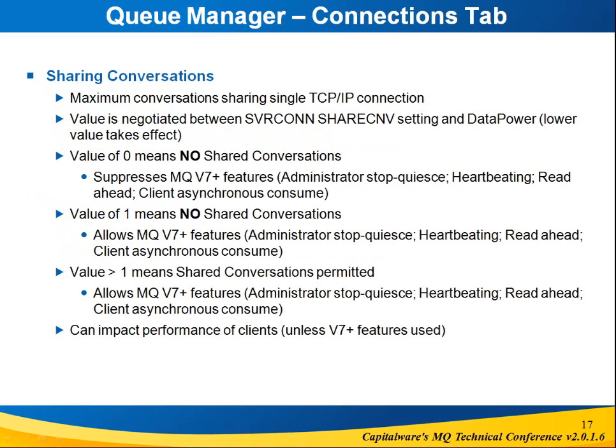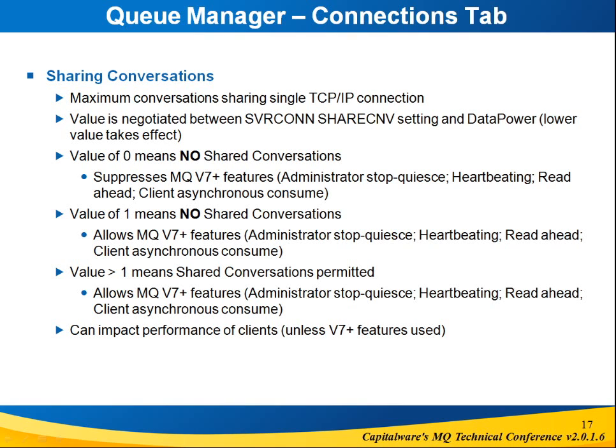Now another parameter is sharing conversations. This parameter has some interesting values. It can be set to a value of 0, 1 or some value greater than 1. And the way you set it affects the way DataPower interacts with the queue manager. If you set it to a value of 0, it means shared conversations are turned off, and what's more, any of the MQ version 7 or 8 features that are available, such as the administrator stop quiesce, heart beating, read ahead, client async consume, all of those features are turned off as well. You cannot use those advanced features.